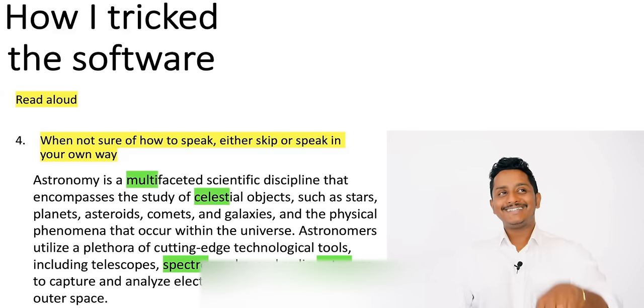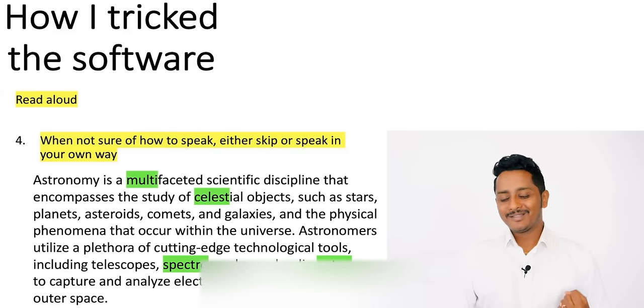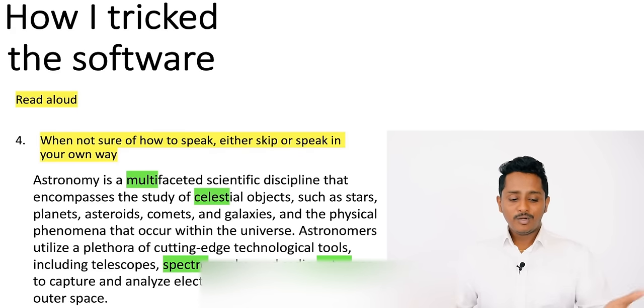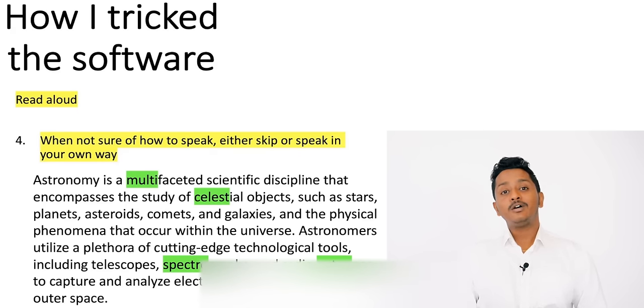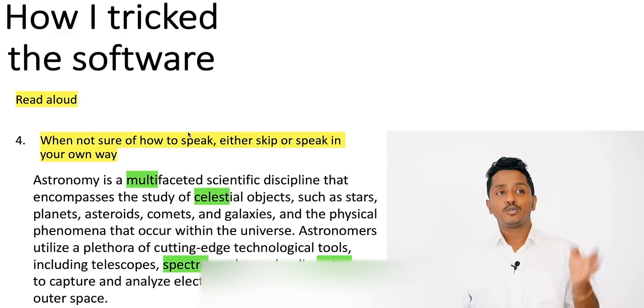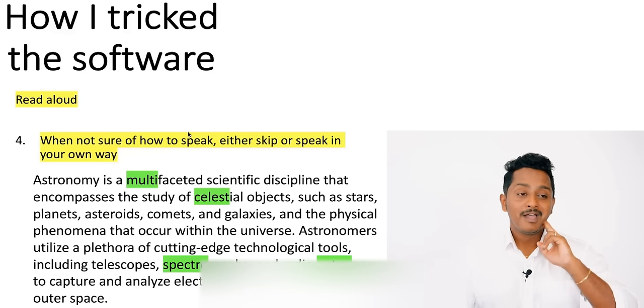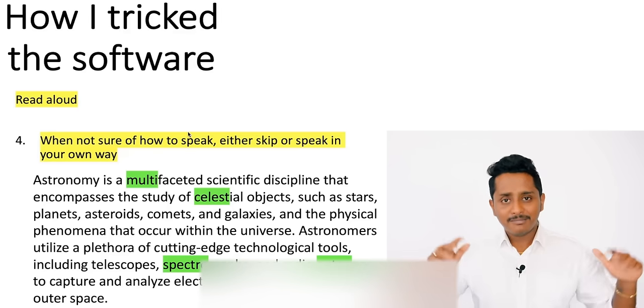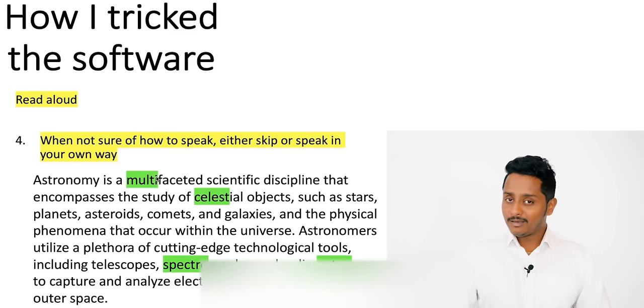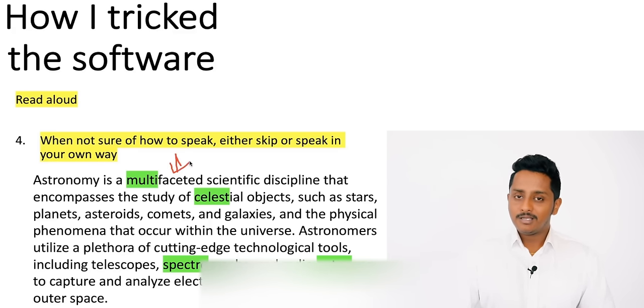Fourth trick, fourth tip, a fourth way how I trick the software: when not sure of how to speak, either skip the words or speak in your own way. Sometimes skipping also is difficult. There are so many words that I plan to skip, and then when I try to speak, I'm not able to skip. I somehow speak. In that way, be very careful. Let's say you want to speak this.